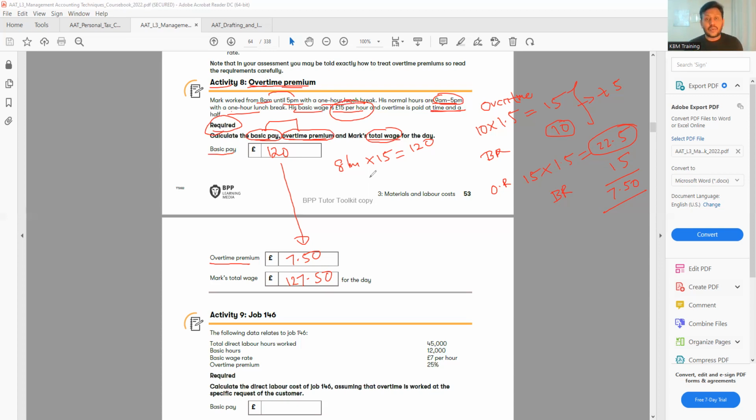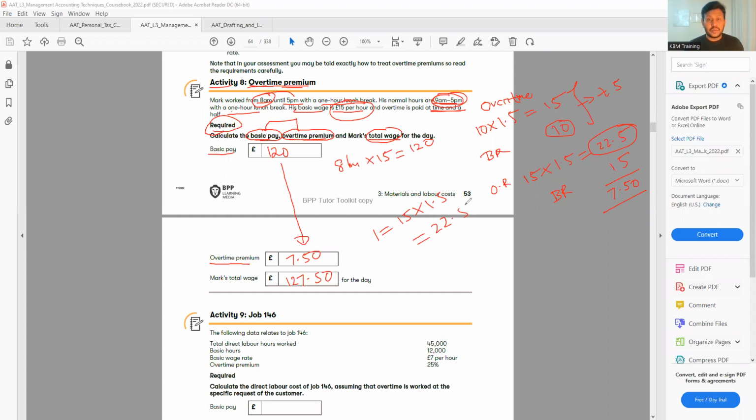Now, if I work 1 hour extra, that is, normally I finish 9 to 5, but I started 1 hour early, at 8 a.m., that means it is outside my normal working hours. So this 1 hour is overtime. For 1 hour, how much am I getting? I'm getting 15 times 1.5, because they said for overtime I'll get time and a half. So that gives me 22.5.